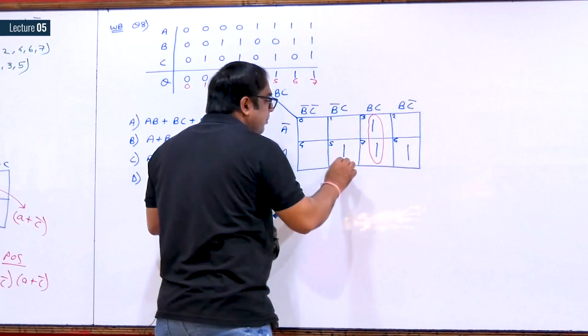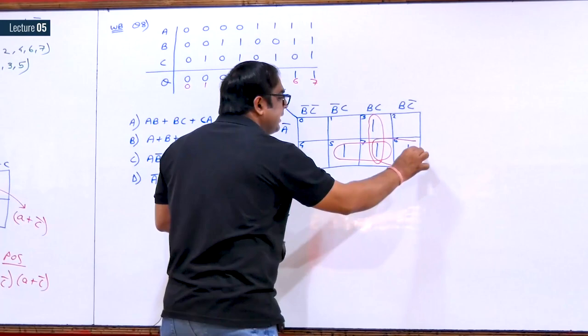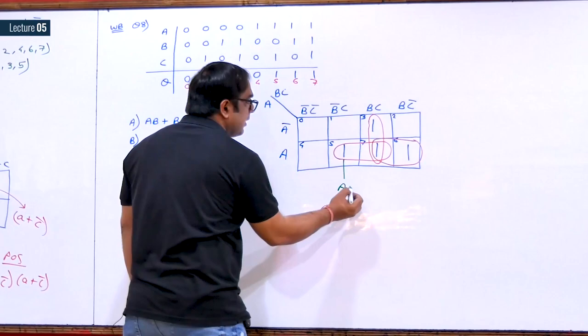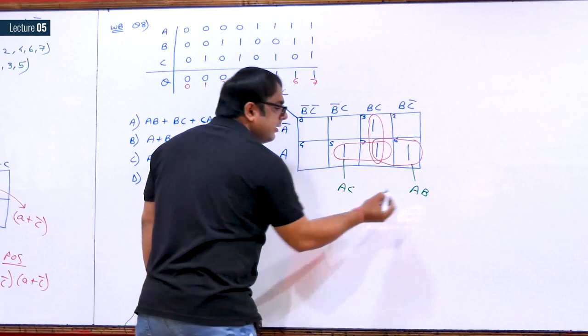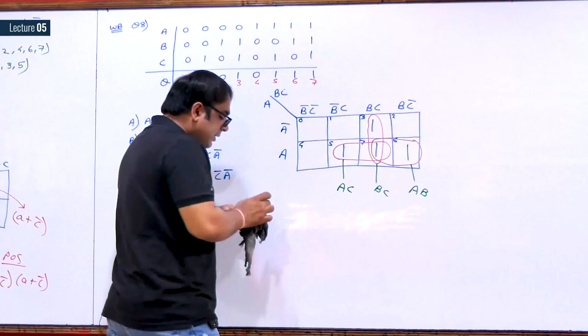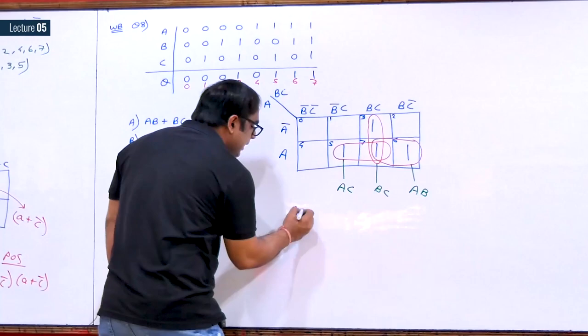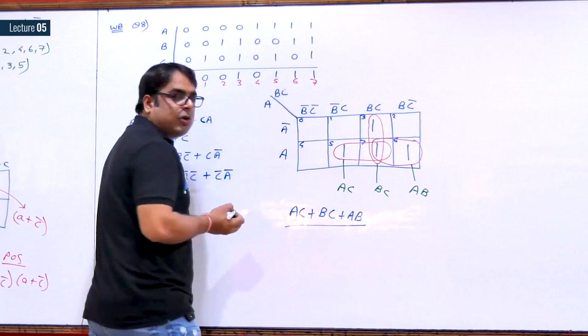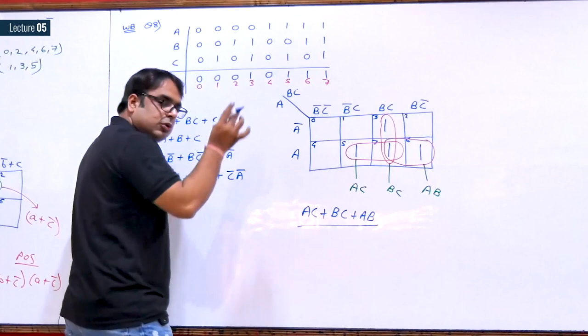We can complete the K map using 3 pairs. This pair is A dot C, this pair is A dot B, and this pair is B dot C, just taking the common terms and writing them here. This is SOP, sum of products. Sum means AC plus BC plus AB. Sum of product terms, option A is correct. So looking at the options, you have to decide whether you want to go for SOP or POS.